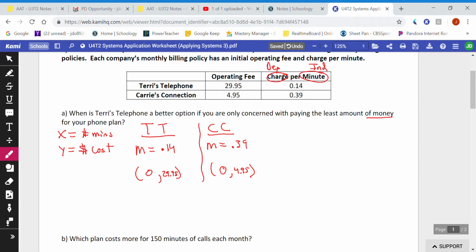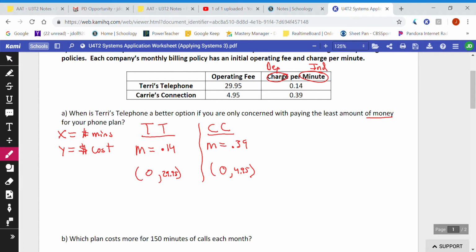Right? Hopefully we can see at this point that initially Carrie's connection is going to cost less money because of that operating fee. But if you use your phone for enough minutes, the fact that Terry's has a lower rate of change, a lower charge per minute, that savings each minute will eventually catch up and make Terry's the better option. The real question that we're trying to answer here is, where does that change occur? When does Terry's telephone go from being more expensive than Carrie's connection to being less expensive?